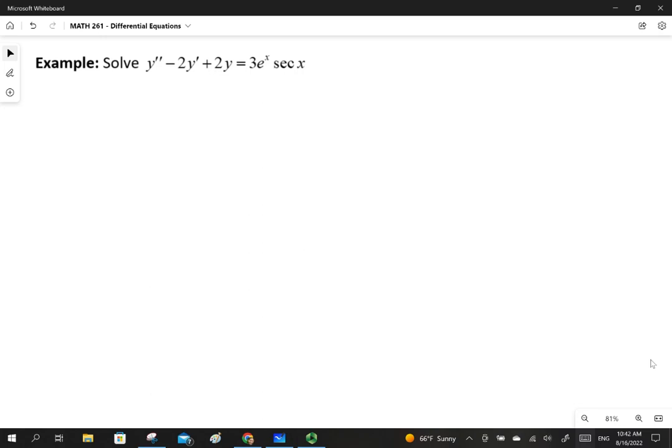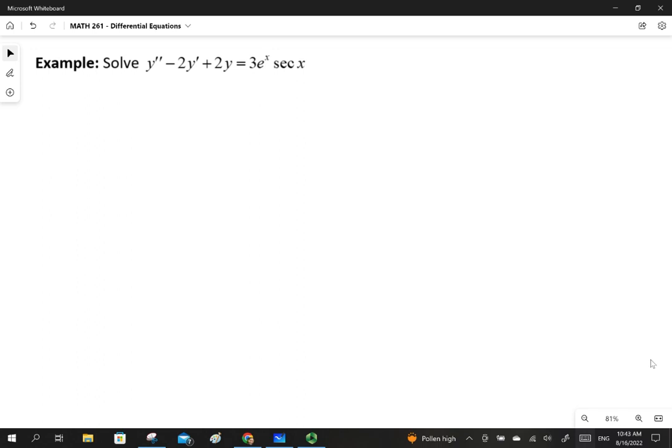Solve y double prime minus 2y prime plus 2y equals 3 times e to the x times secant of x. In this example, I'm going to show you the small shortcut you can take to make these variation of parameters problems go a little faster.